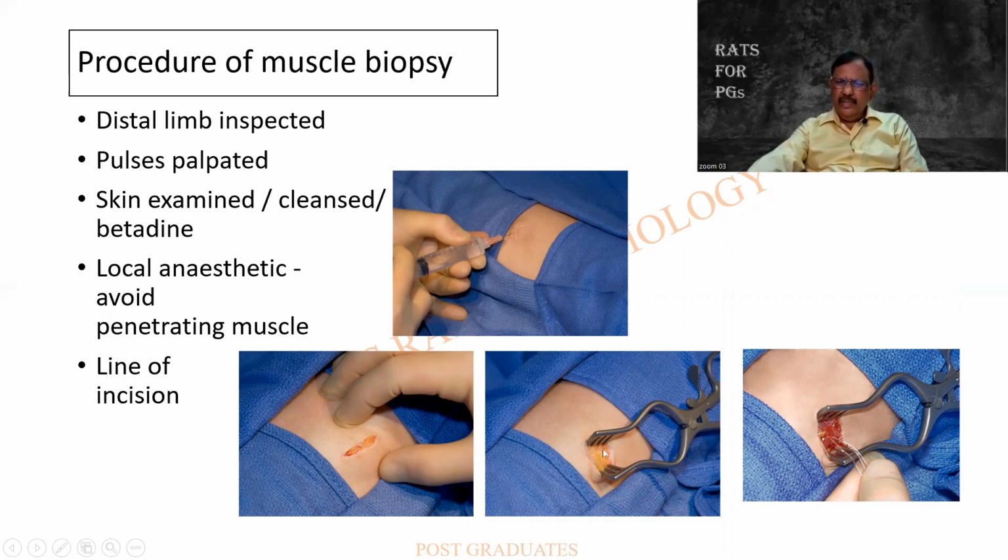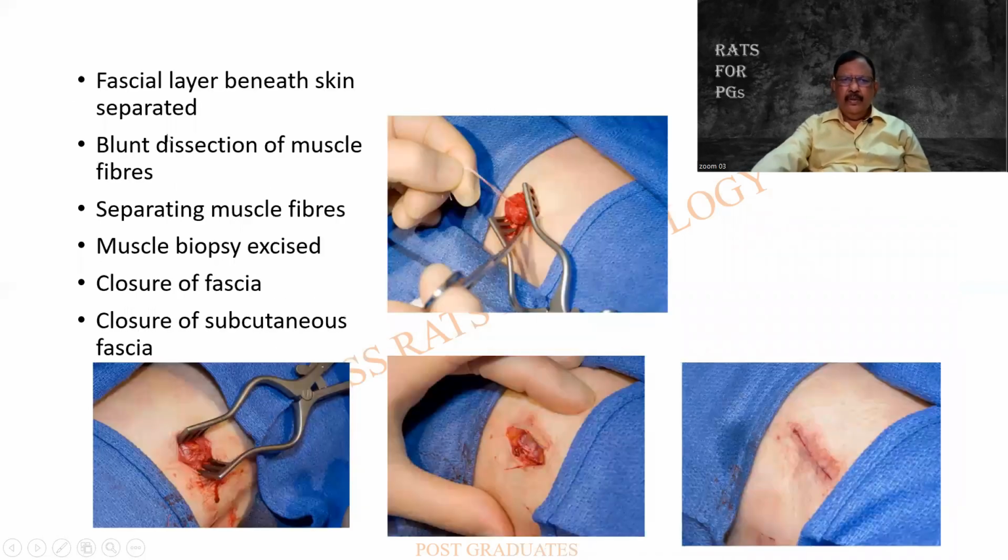And you find that the skin is being separated, the fascia is being teased out, and the muscle is being exposed. Also, I am having a couple of nylon fibers helping me in elevating the muscle so that it is being cut. So the facial layer, and then there is a blunt dissection, separation of the muscle fibers, the muscle is excised. And just like any other surgery, there is a closure of the fascia, and then there is a closure of the skin as such.